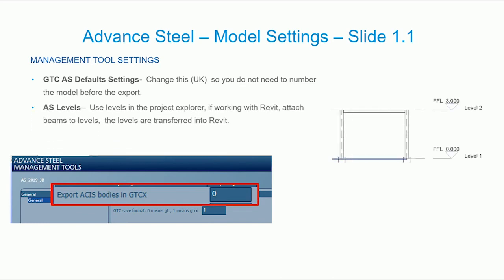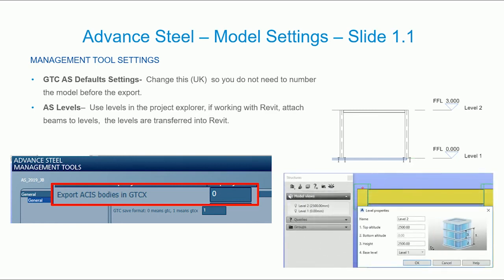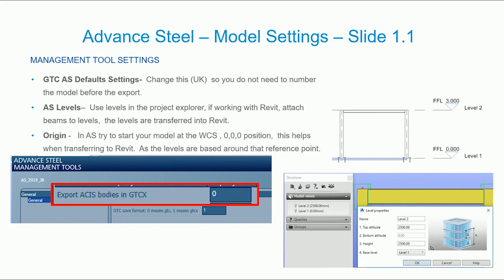As I said before, use levels inside Advanced Steel as you do inside Revit, and just make sure that you have them. If you do have levels in your model inside Revit, make sure they correspond before you import, or else I've found it does bring it in at a large offset. So maybe just have one at the bottom, call it the same name, and it'll bring it in.